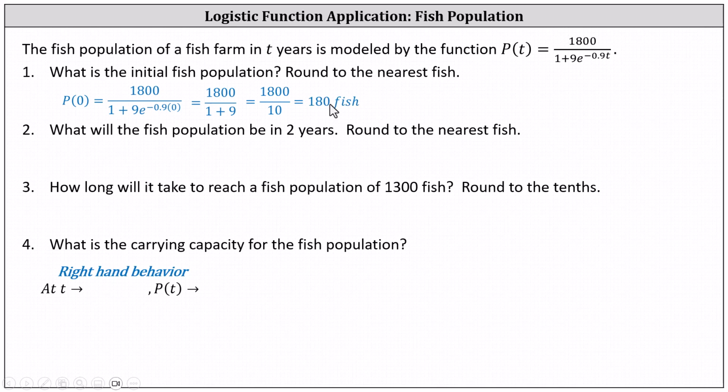Number 2, what will the fish population be in 2 years? Again, round to the nearest fish. To determine the population in 2 years, we determine P of 2 by substituting 2 for t. If we want to, we can simplify the exponent. Negative 0.9 times 2 is negative 1.8. And now we go to the calculator.